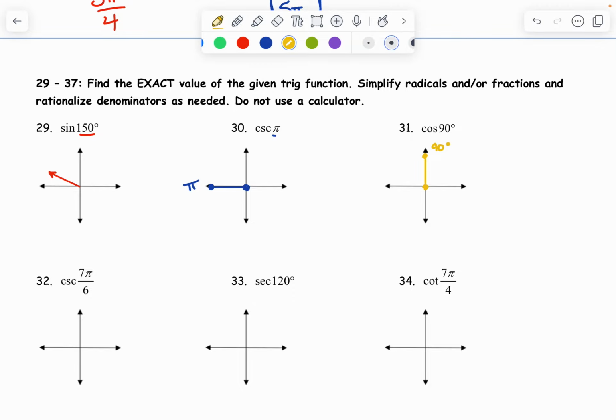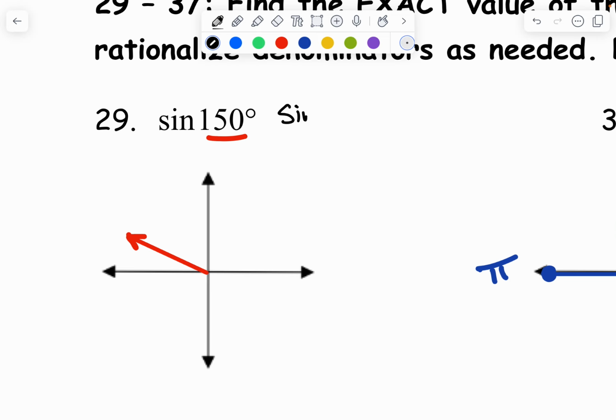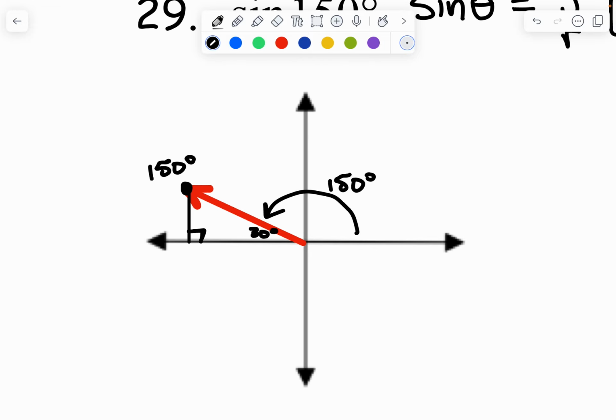So 150, let's zoom in on it. We're looking for the sine. Sine of theta is y over r, also known as opposite over hypotenuse. So what I need to do here is from this point, drop a line straight down and create a 90-degree triangle. Now, since this is at 150, that means this angle is 150. And its reference angle is 30, which makes this a 30, 60, 90.